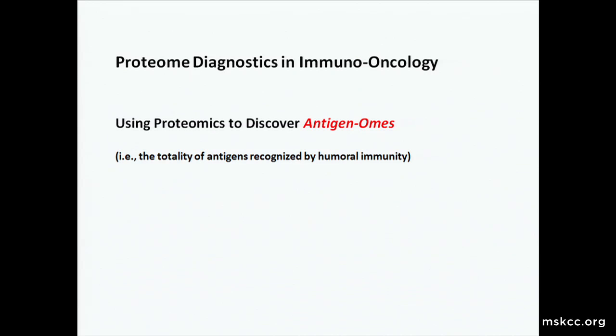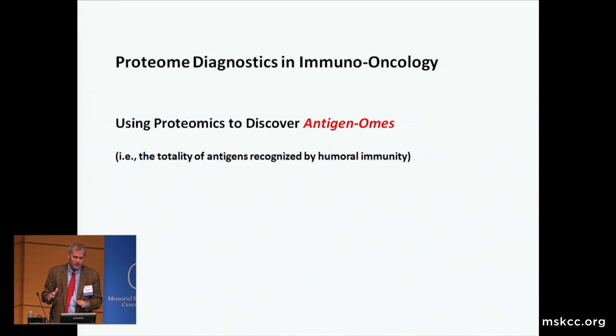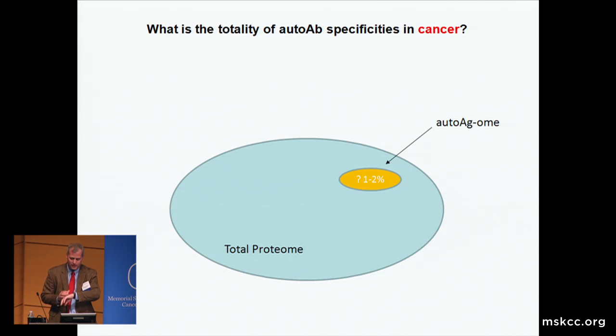So now I want to switch gears a little bit and tell you something about applying proteomics and mass spectrometry to discover antibodies and antigens in tumors. So this idea of neoantigens is something that's very hard in immuno-oncology, and our ability to really do this directly is very limited.